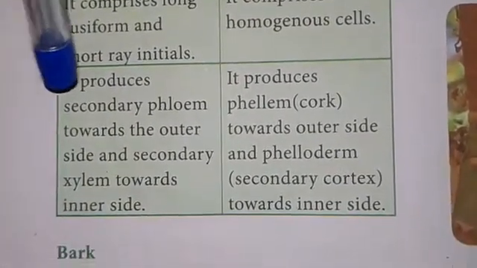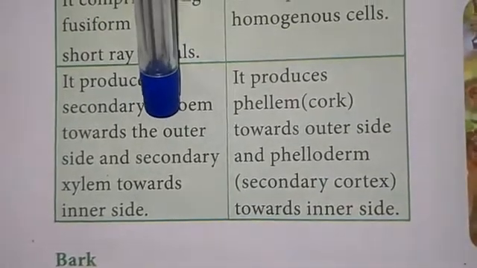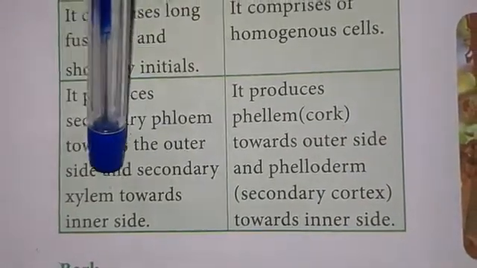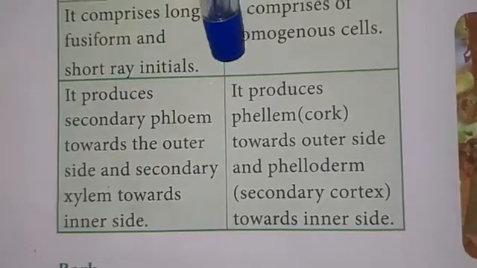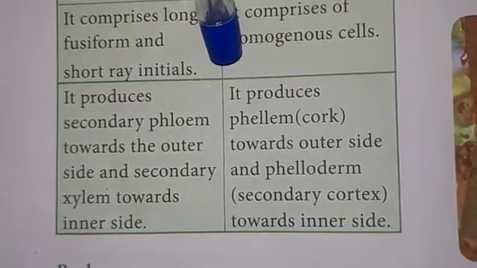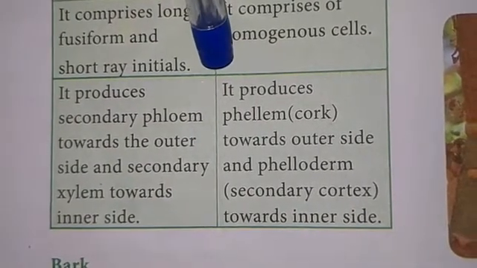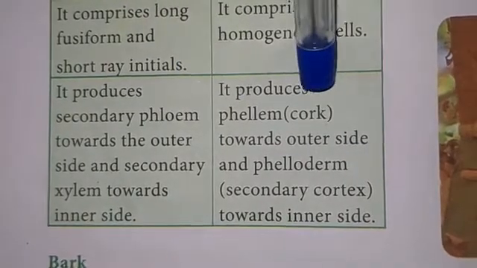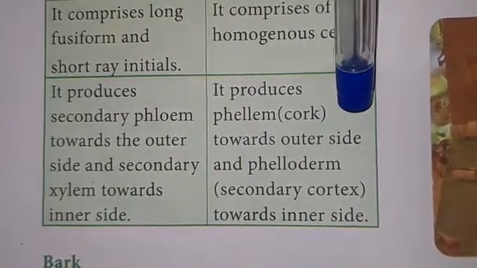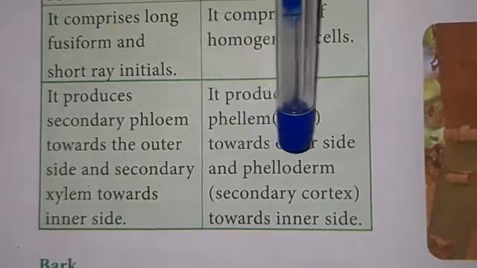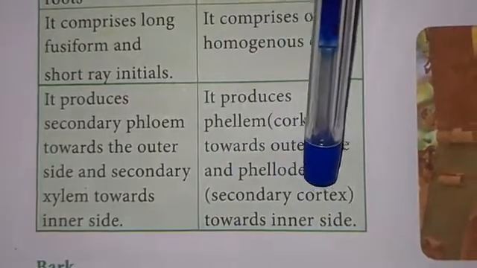Vascular cambium produces secondary phloem towards the outer side and secondary xylem towards the inner side, whereas the cork cambium or phellogen produces phellem, cork, towards the outer side, and phelloderm, secondary cortex, towards the inner side.